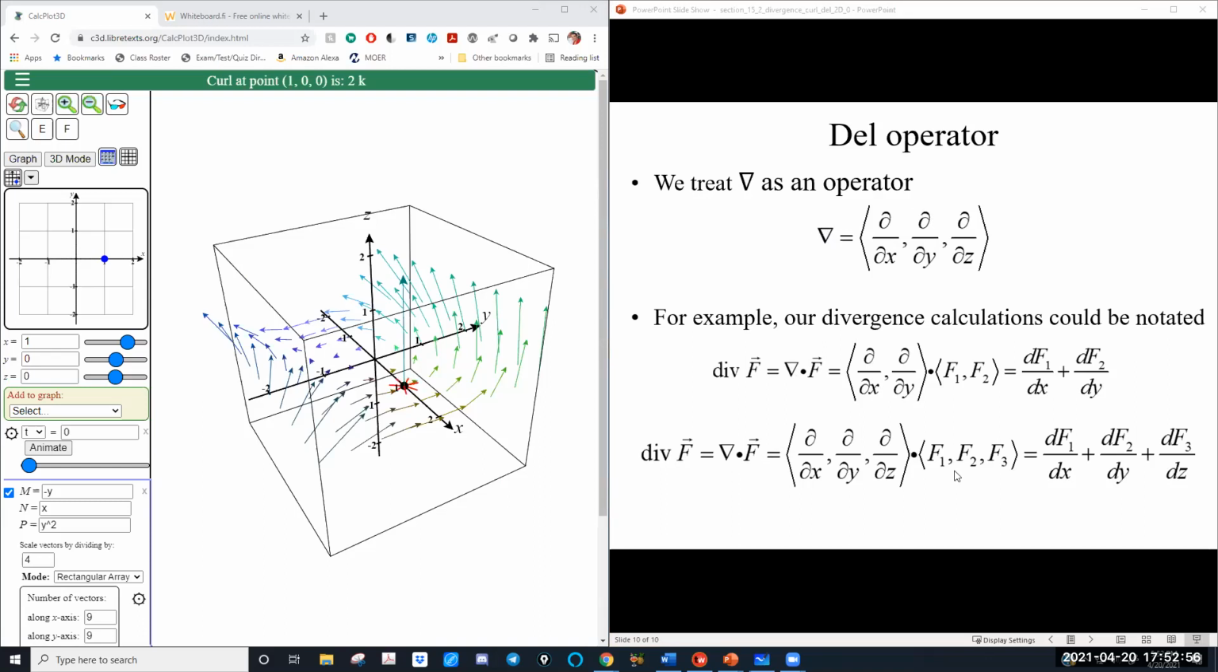We can do it in 3-space. And I don't have it on the slide, but it can be done for curl as well in 3-space. So the curl of f is the del operator crossed with f. So it's just a shorthand notation. And that's all it really is telling us, is to take the partial with respect to each variable. x is in the first component, y in the second, z in the third. I just wanted to mention that because it's in the title of this section, but you're already doing it when you're calculating divergence or curl.